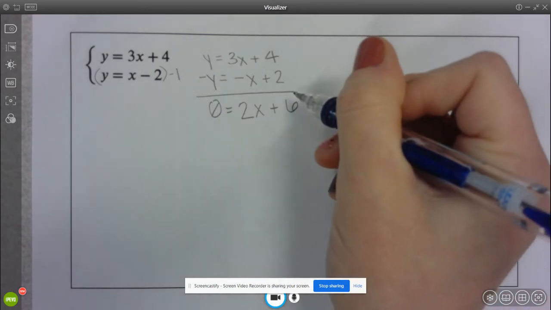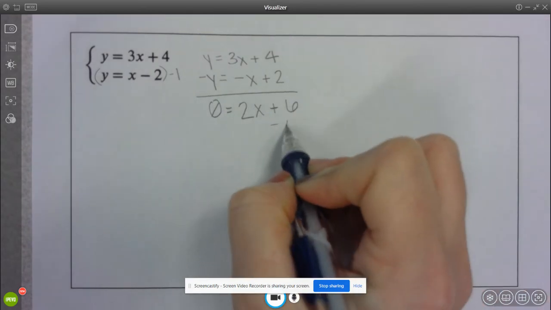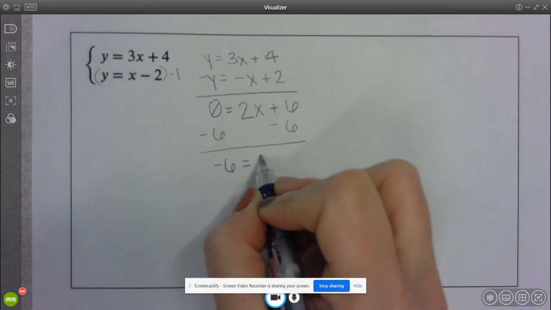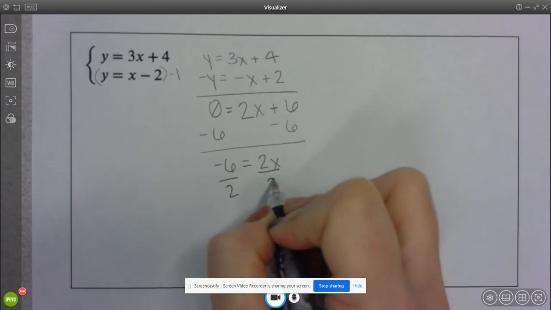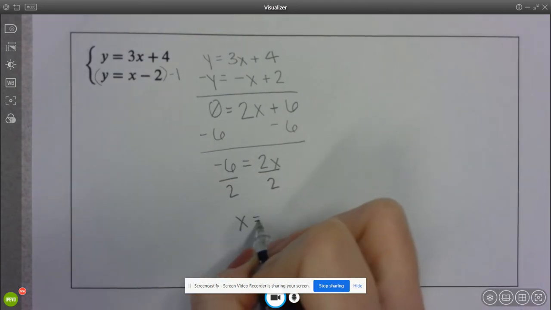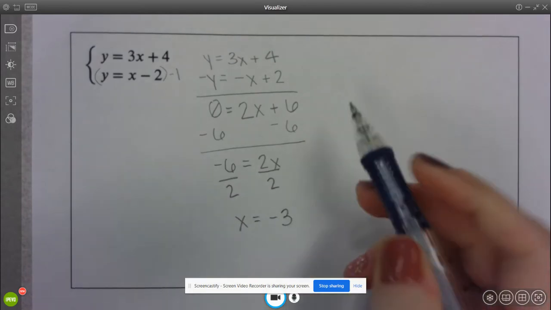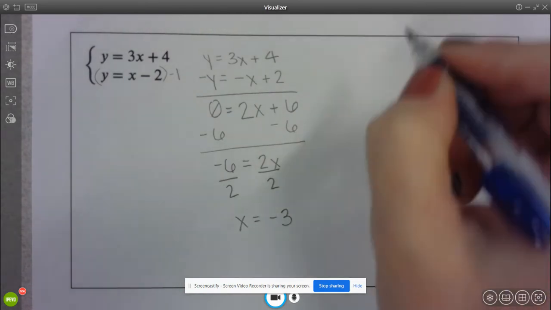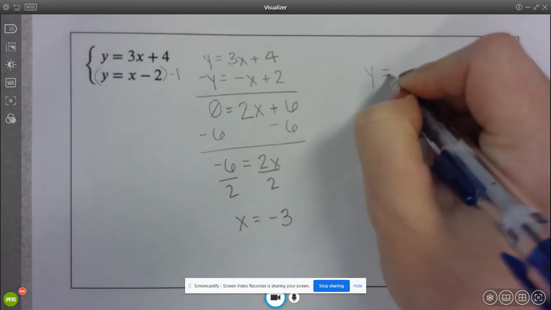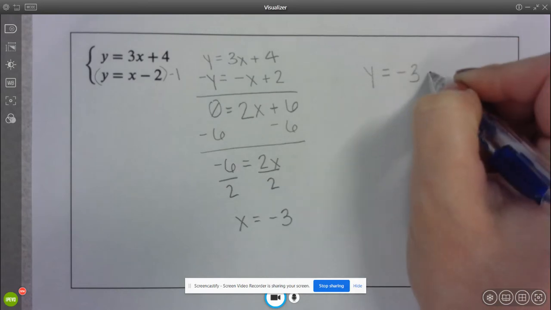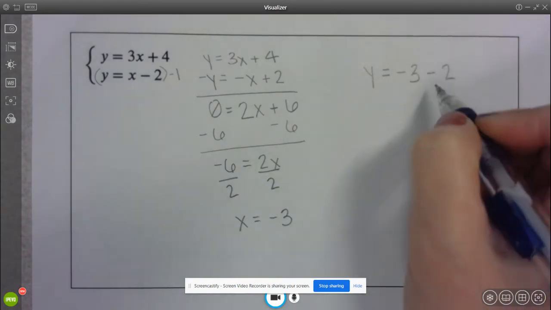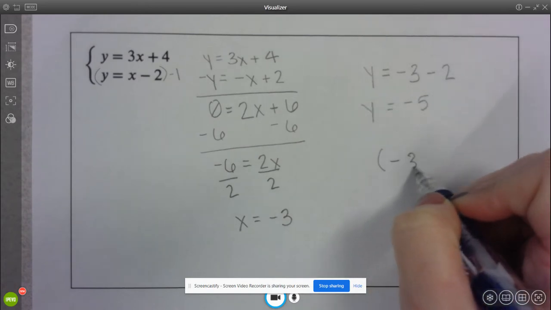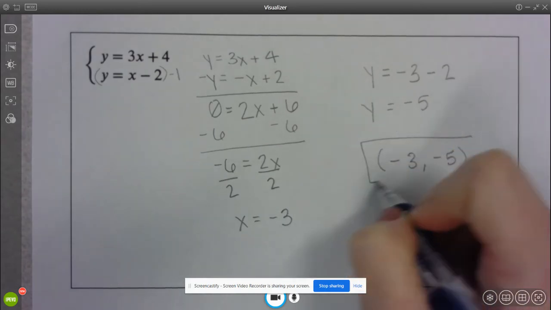Now I'm going to solve and try to get x by itself, so I'm going to subtract 6. So I'll have -6 being equal to 2x. Dividing by 2 tells me that x is equal to -3. Now I can substitute this value into either one of these original equations. I'm going to use the second one just because it looks a little bit easier. So x is -3, minus 2. -3 and -2 combine together to make -5. So my solution point is (-3, -5).